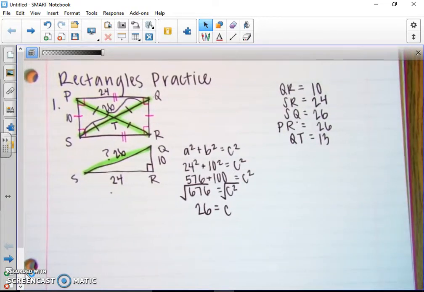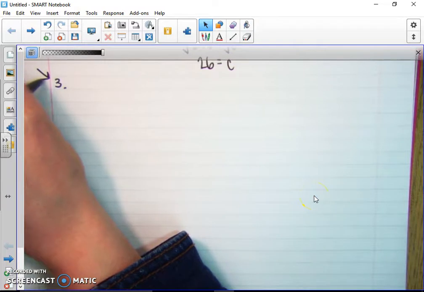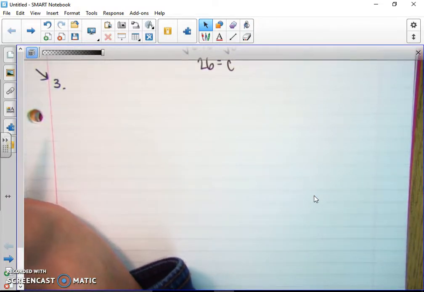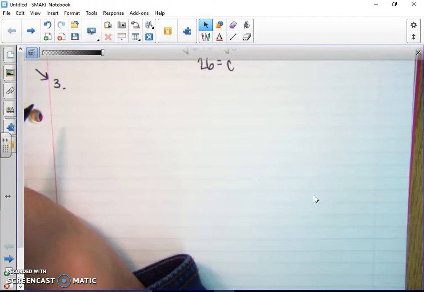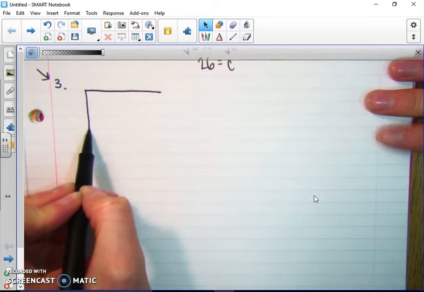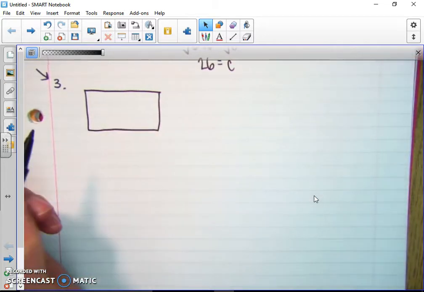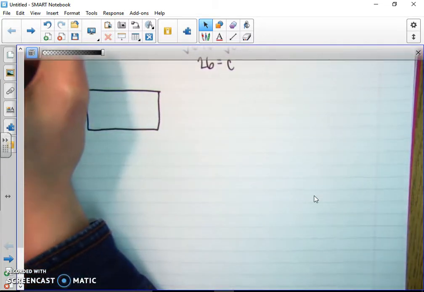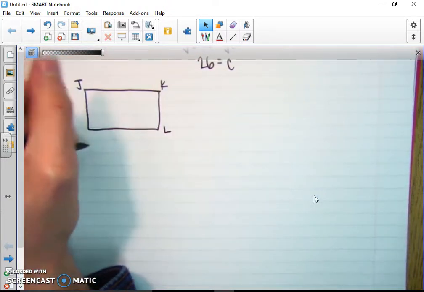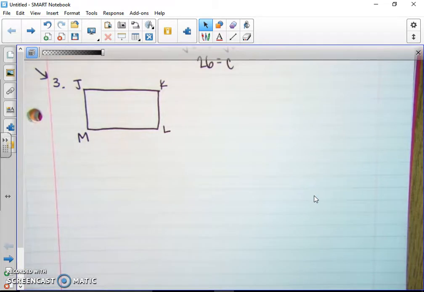Okay, so that's how we use properties to find missing pieces. Now we'll see some examples of angles. We're going to number this next example number 3. I know it's kind of weird to go from 1 to 3, but it'll make sense when we're back in class. So this one's number 3, and here's our picture. I've got a rectangle, and they tell us this is J, K, L, M.